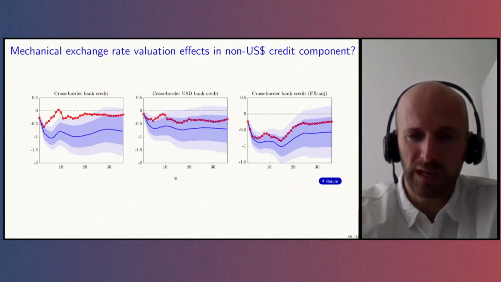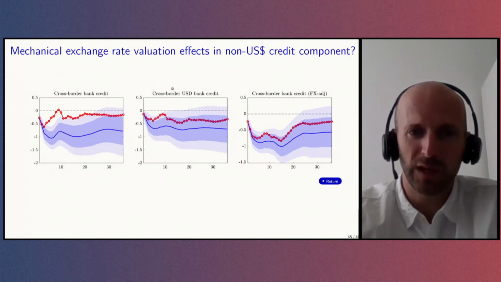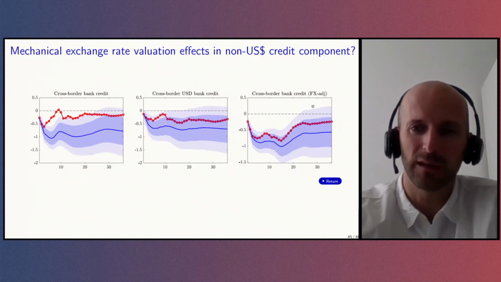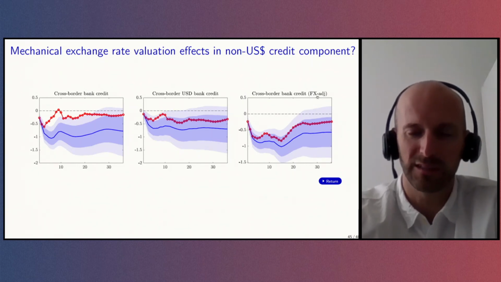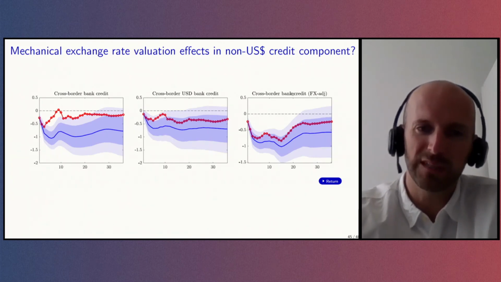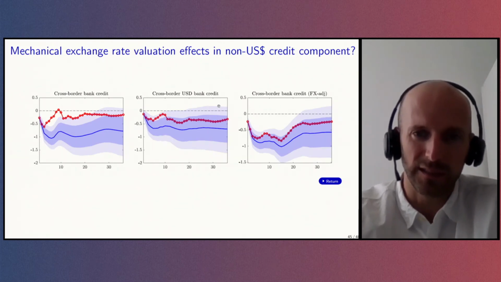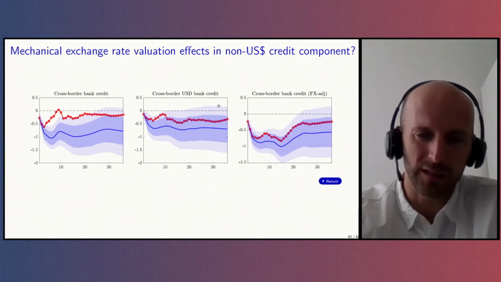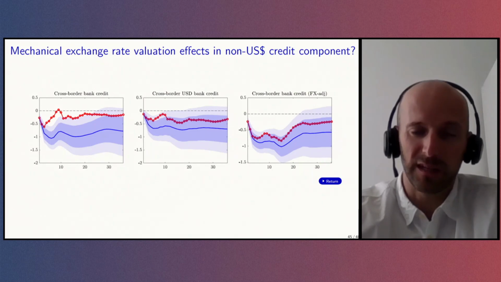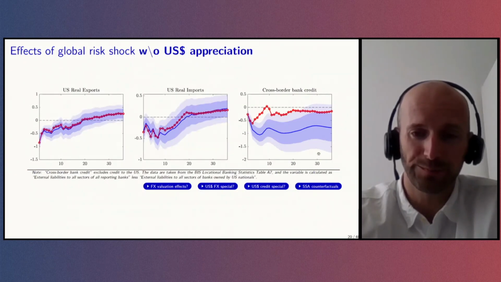So we do two things to address this. One, we only look at cross-border US dollar denominated bank credit, and we look at exchange rate adjusted total cross-border bank credit. It's a very coarse adjustment, but still it's there in the BIS statistics, so we use this. And in both cases, you see that, yes, this difference between the baseline and the counterfactual is smaller, but it's still much bigger than for US exports and US imports.